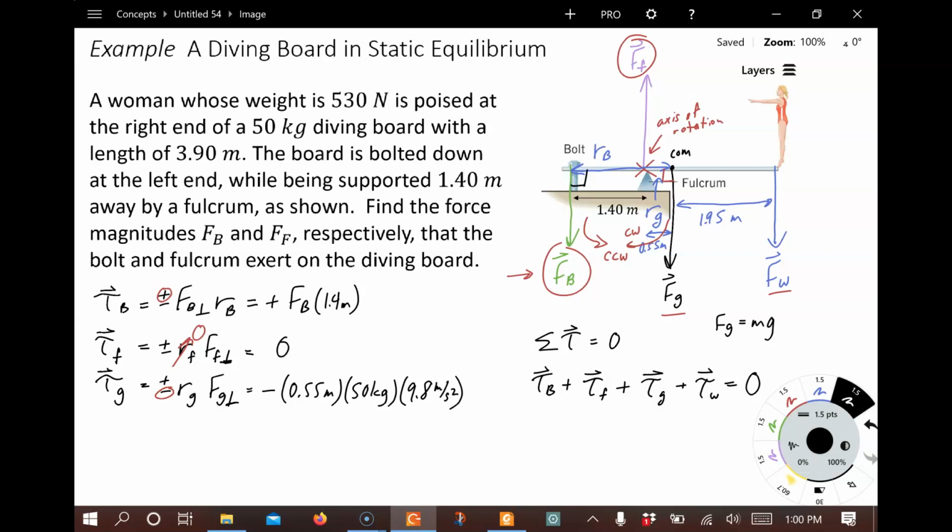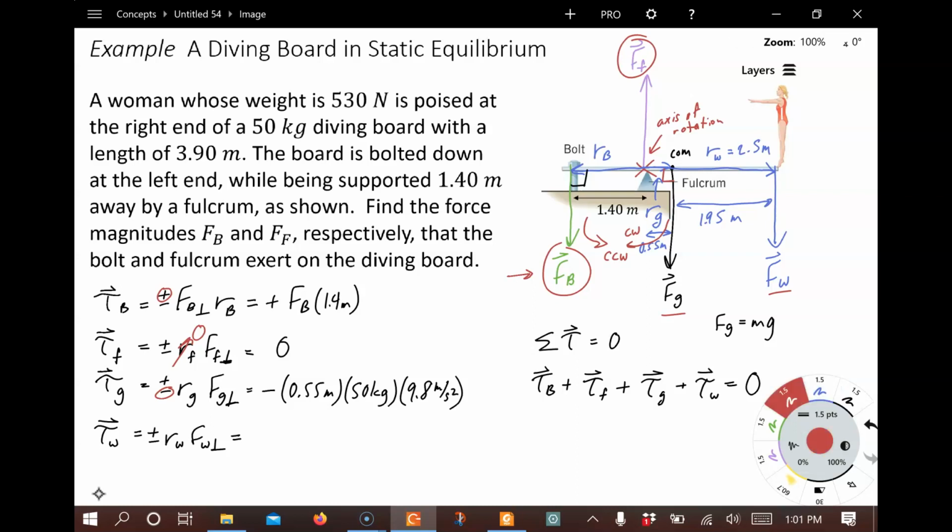Finally, the torque due to the woman standing at the edge of the board. Same thing: plus or minus the radius to the woman times the perpendicular component of the woman's force. Let's draw the radius for the woman. Start at the axis of rotation and go all the way out to where her force is applied, and we can see that that's 1.95 plus 0.55, which is going to give us 2.5 meters.